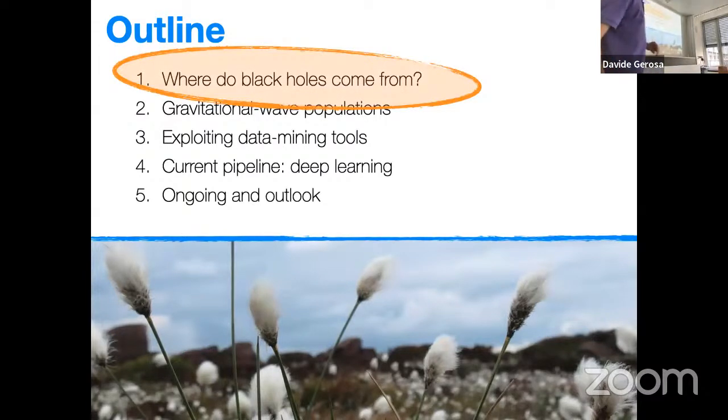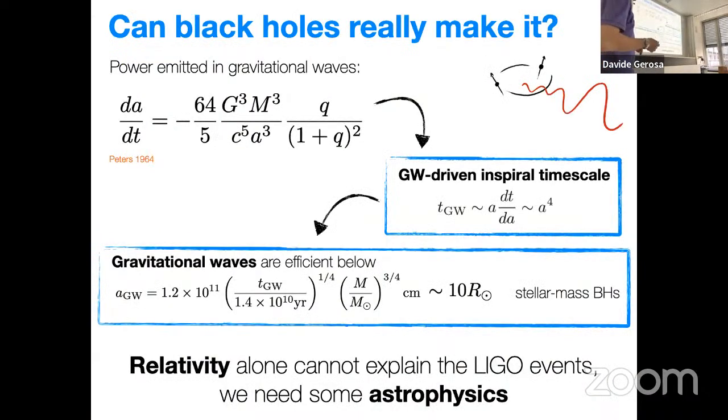Okay, where do black holes come from? I think the key question here one should ask, from an almost theoretical standpoint, is, can black holes really make it? Meaning, does it even make sense that we observe merging black holes in the first place? I mean, we do observe them, but do we understand why and how they come together? And the argument here is very simple.